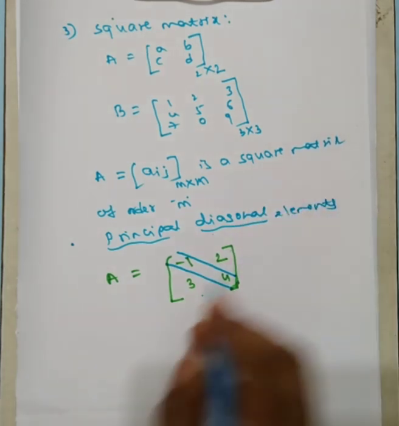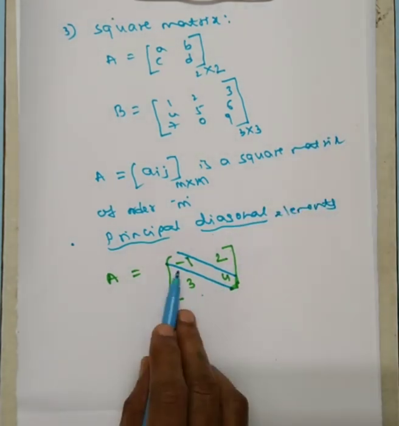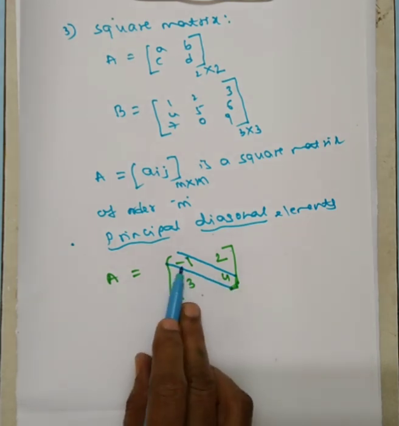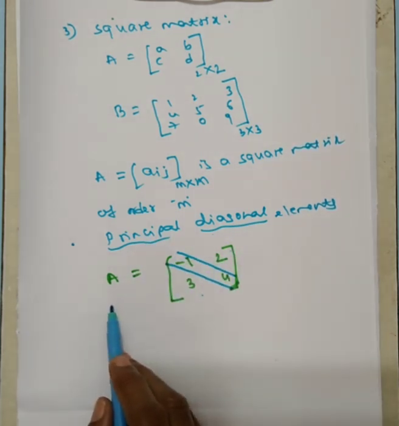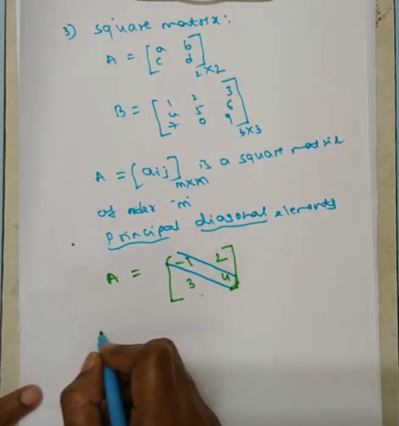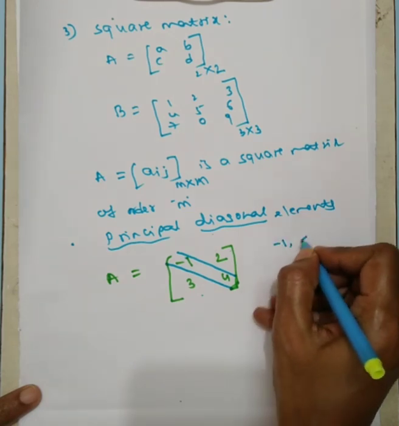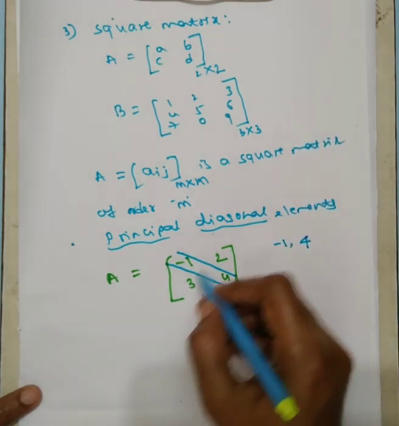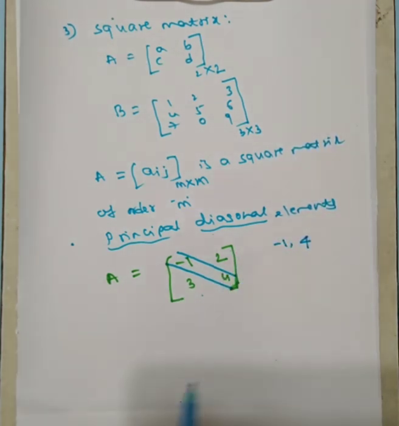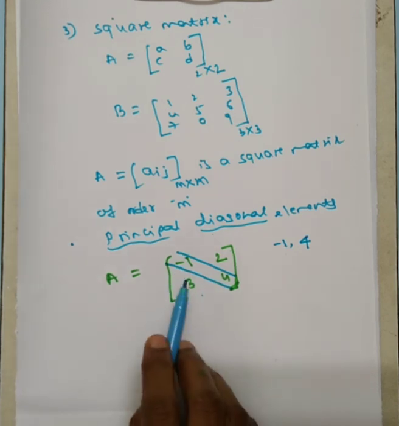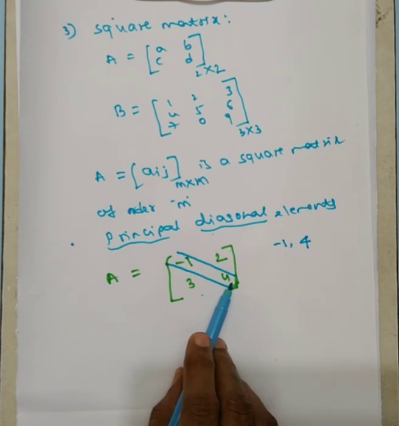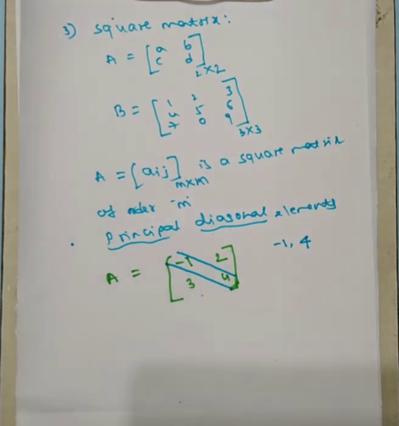Principal diagonal elements means the elements lying from left top to right bottom, that is -1 and 4. So here the principal diagonal elements are -1 and 4. But for the other diagonal there is no name. Only this one is called the principal diagonal, and the elements lying along it are called principal diagonal elements.